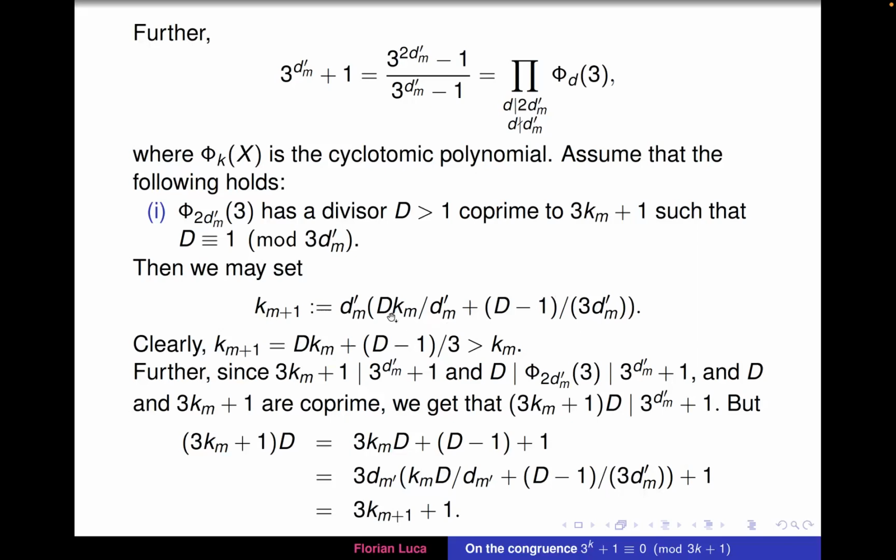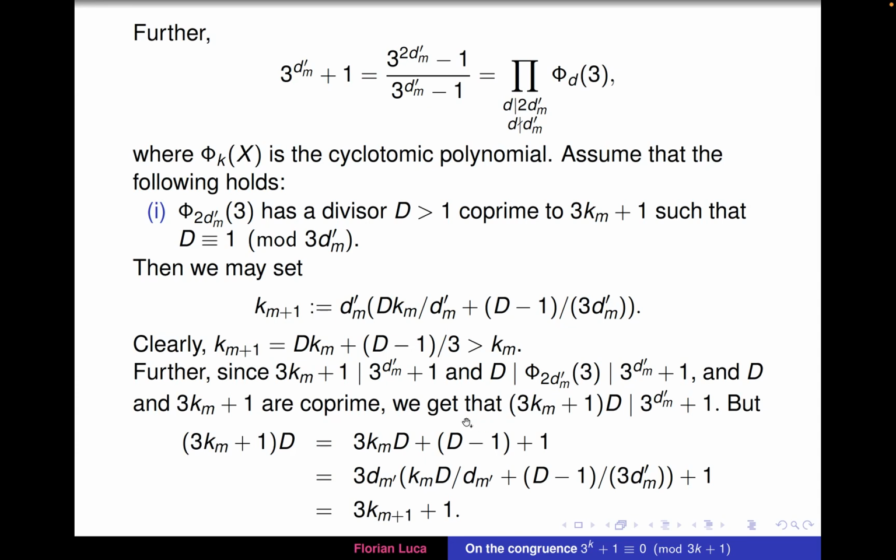Also, D is an odd number because they come from cyclotomic divisors of this. So the first expression is odd and the second expression is even, since D is odd, D minus 1 is even, and you're dividing into an odd number. So this guy is an odd integer. Furthermore, this odd integer, if you do this calculation, is bigger than k sub m. Since it's bigger than k sub m, it's a new integer. And I have to prove to you that it satisfies the required congruence.